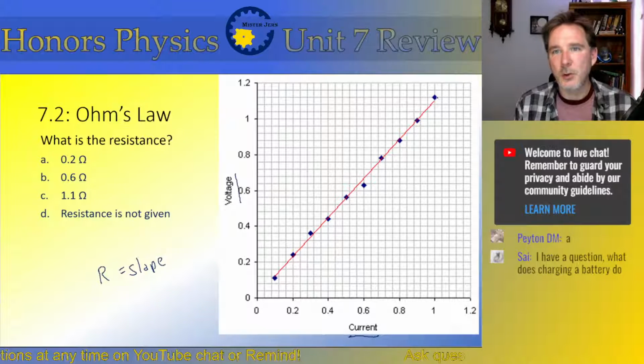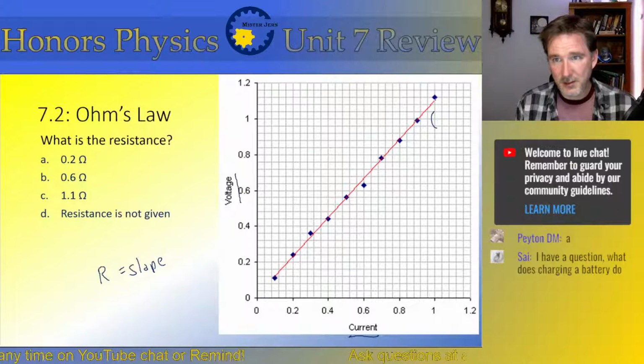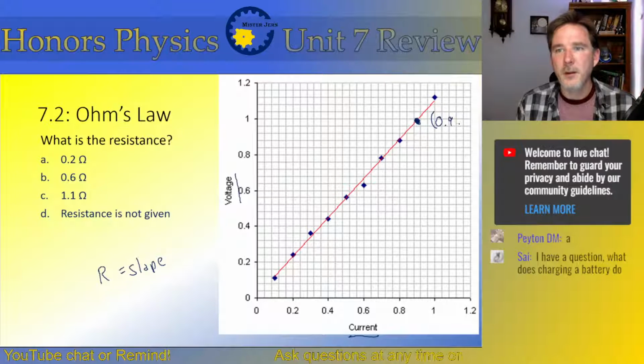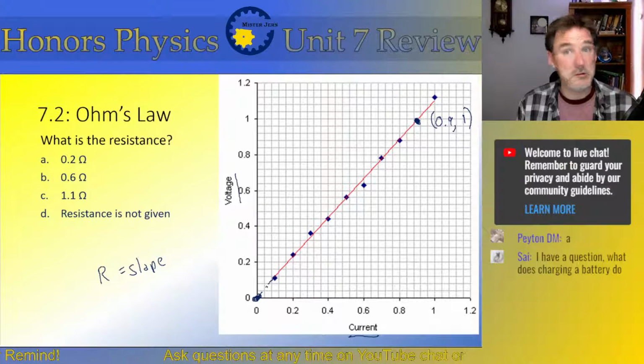Okay. So I'll take two dots, preferably on the line. Here's one. We'll go with this one right here. This is a little tricky. So this is, I don't know, 0.9. We'll call it 0.9, comma, it's pretty close to 1. Let's just call it 1. This does look like it goes through 0, 0. So I'm going to actually choose 0, 0. Whenever you can, use 0, 0.